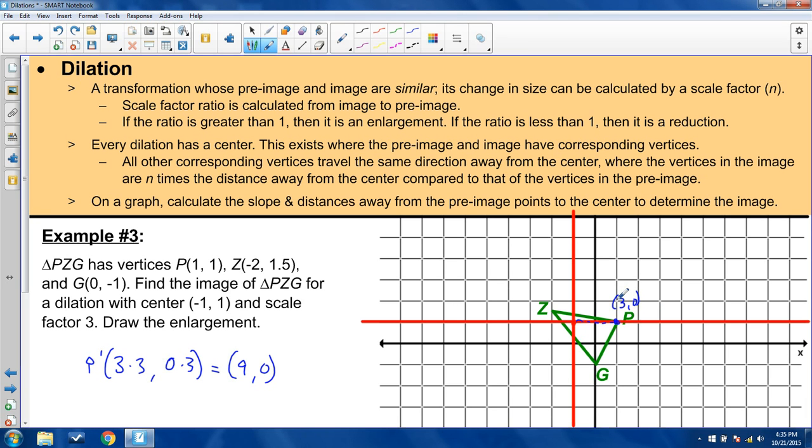I'm sorry, that's 2 units away. I didn't even do that right. 2, 0, triple that, that's 6, 0. So 1, 2, 3, 4, 5, 6. So P prime is way out here.